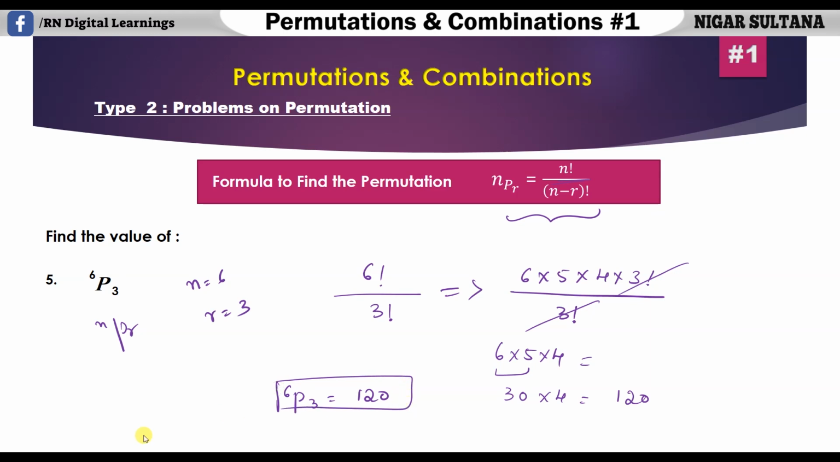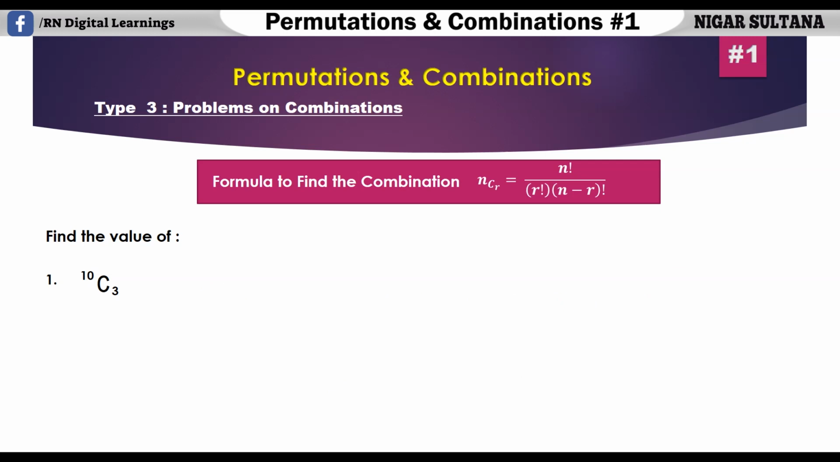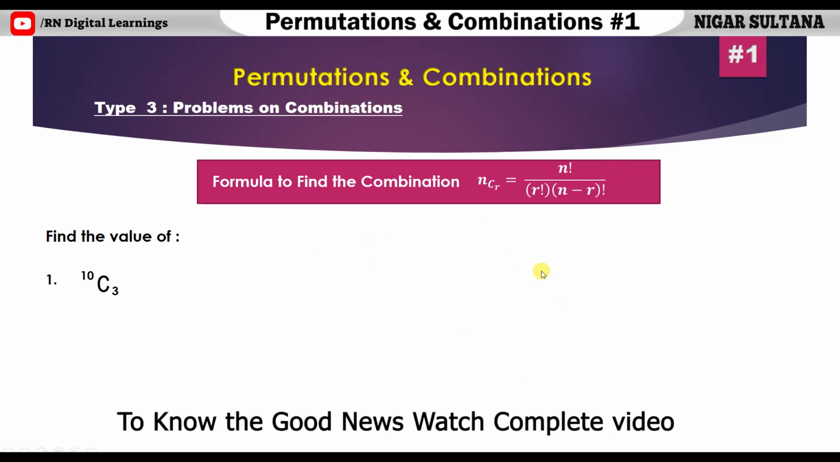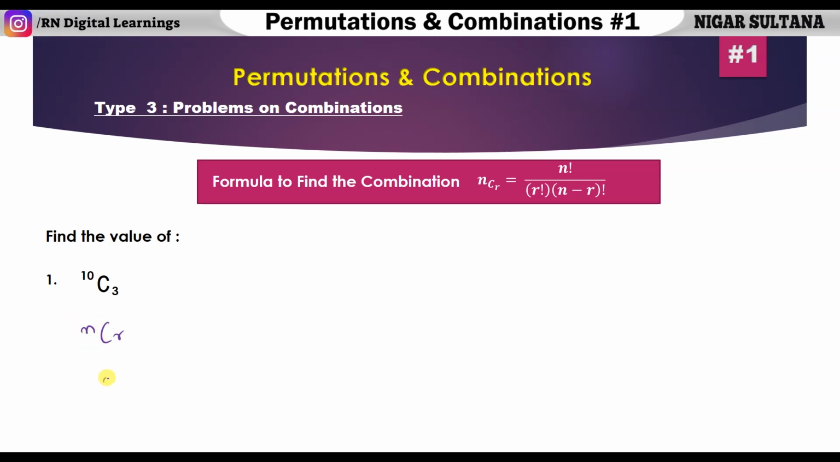Now let's see another type of problems, the problems based on the combination. This is the formula to find nCr, where C indicates combination: n factorial divided by r factorial into (n minus r) factorial. Here this is in the form of nCr. n value is 10 and the r value is 3.